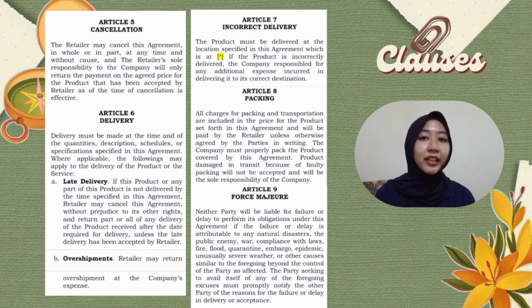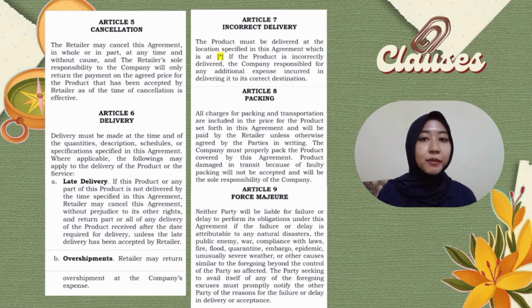Article 5 is about cancellations. The retailer may cancel this agreement in whole or in part at any time and without cause, and the retailer's sole responsibility to the company will only be to return the payment on the agreed price for the product that has been accepted by the retailer as of the time the cancellation is effective. Article 6 is about delivery. In this article, there are 2 points due to non-conformity of delivery according to the agreement, namely in the case of late delivery and overshipments.